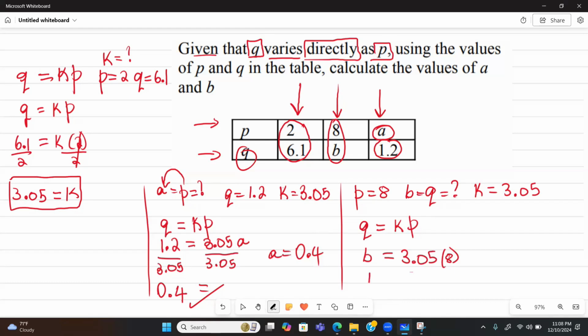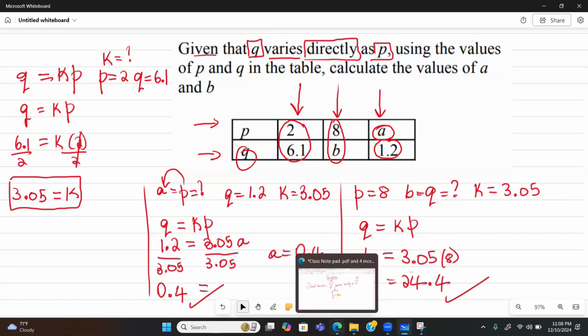And I'm getting that B is some 24.4, and we're done. So basically, this is how we handle a direct variation question. Now we're going to take a quick look at the inverse variation question.